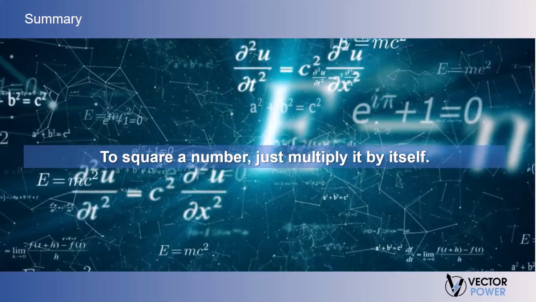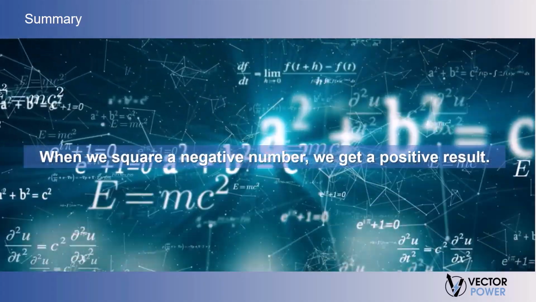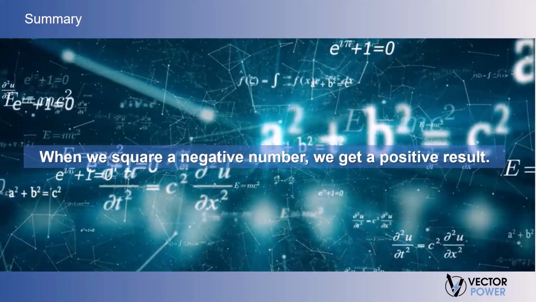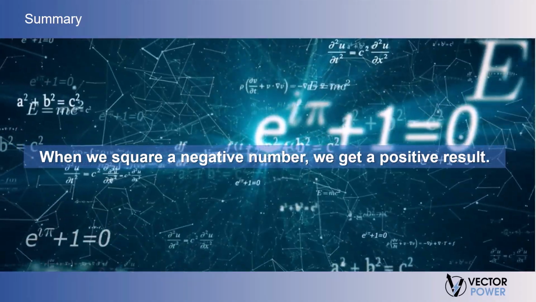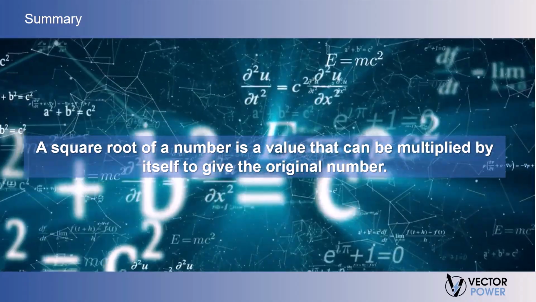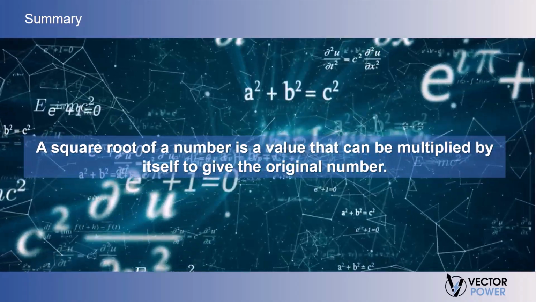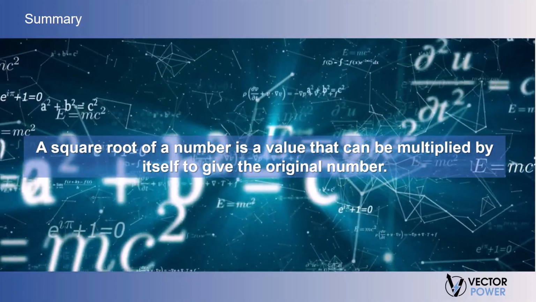To square a number, just multiply it by itself. When we square a negative number, we get a positive result. A square root of a number is a value that can be multiplied by itself to give the original number. And that concludes our webinar on the introduction or refresher of algebra.